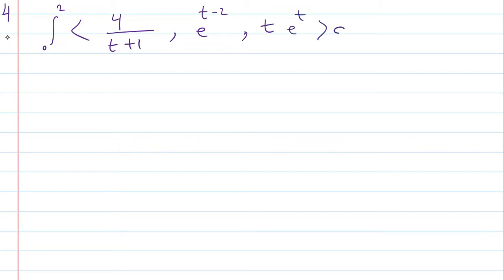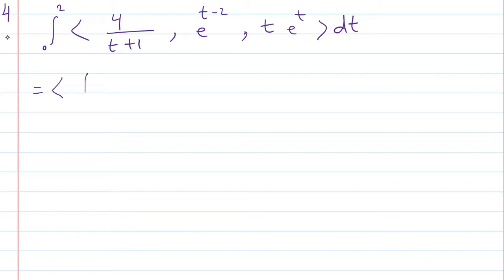Problem number 4, evaluate the given definite integral from 0 to 2 of the vector valued function with first component 4 divided by t plus 1, second component e to the power t minus 2, and third component t e to the power t dt. Now you know how we are going to evaluate this integral. Indeed, we are going to do it component-wise.